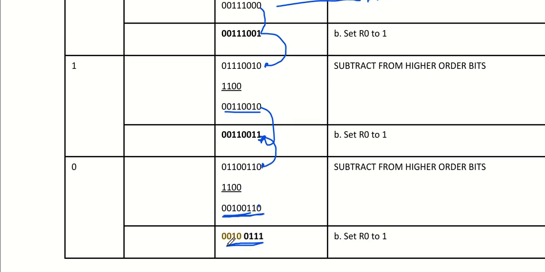Now remember, we are doing 4 bits. So we have to go through 4 steps, right? So we are now at step 0, right? We started from 4 and are now at 0. So that's all. We have finished the whole division process.